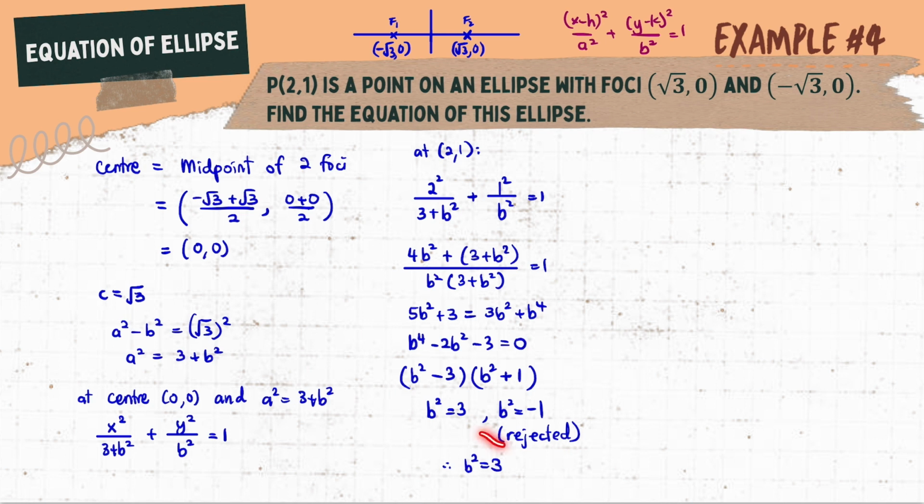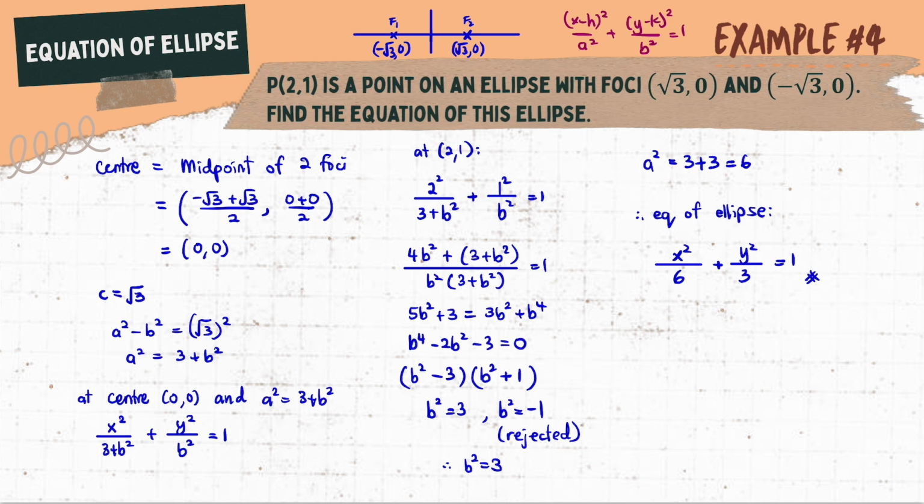Okay, kita dah ada b squared. So boleh masukkan dalam equation of a squared untuk dapatkan a. And then kita akan conclude our final answer lah. So a squared is equals to 3 plus 3 which is equals to 6. Okay, so therefore our equation of an ellipse now will be x squared over a squared adalah 6 plus y squared over b squared. B squared kita adalah 3 sama dengan 1. So this will be our final answer.